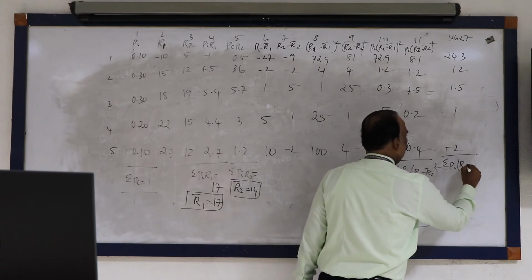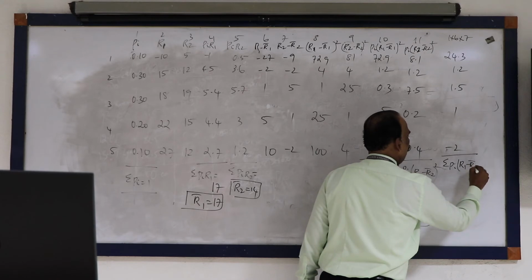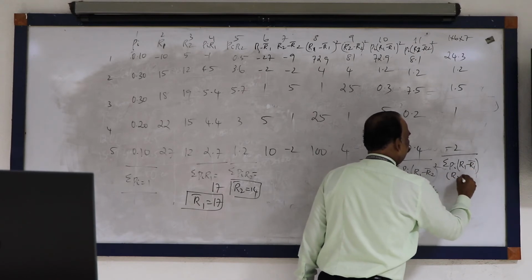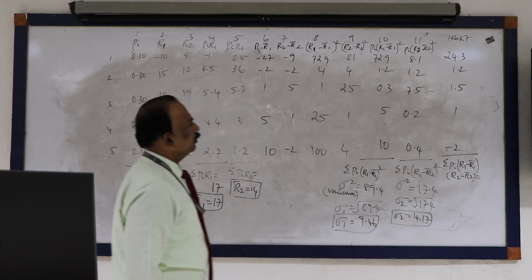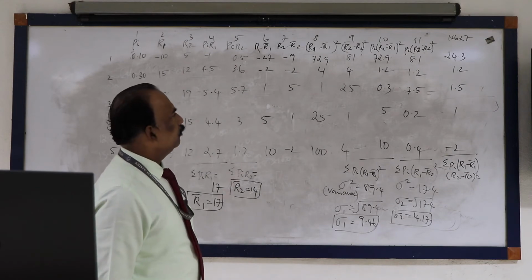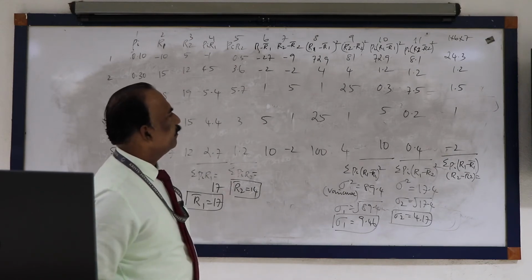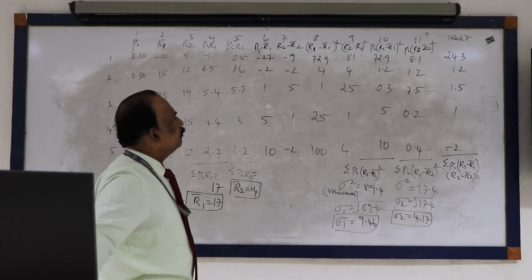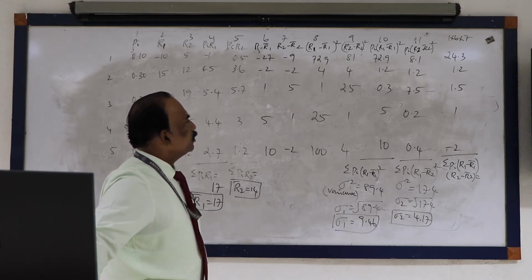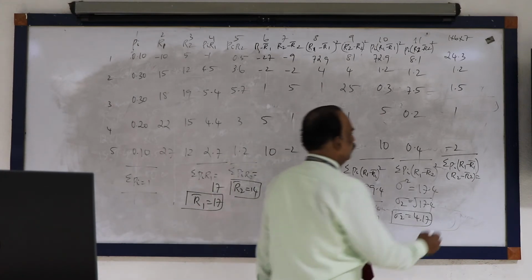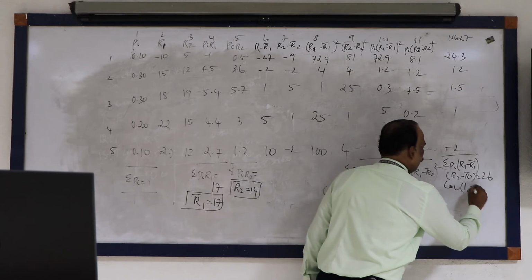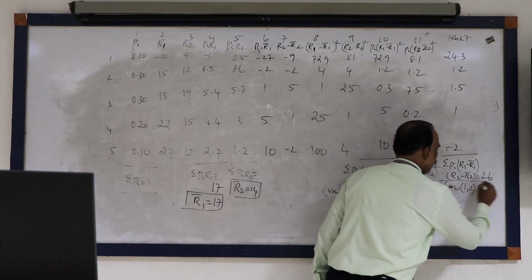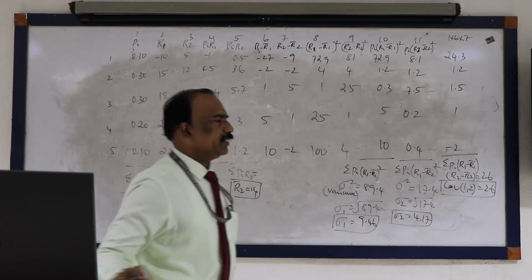pi into r1 minus r bar 1 into r2 minus r bar 2. That is called covariance. How much comes? Anybody? 24.3? 26. That is called covariance. So covariance of 1, 2 is 26.